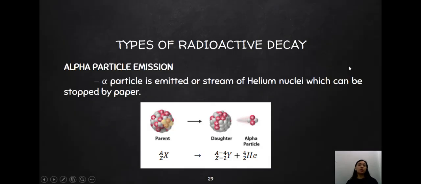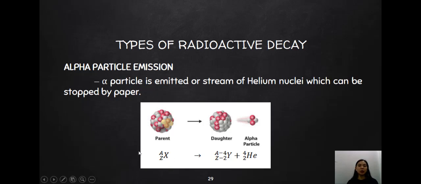So, let's first go to the first type of radioactive decay, which is alpha particle emission. That's the symbol for alpha. An alpha particle is also equal to a helium nucleus, which can be stopped by a vapor. So, medyo hindi pa masyadong delikado itong alpha particle emission.